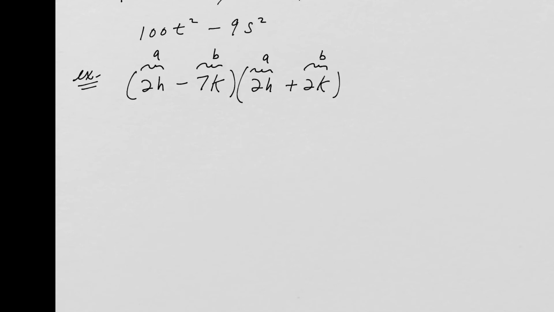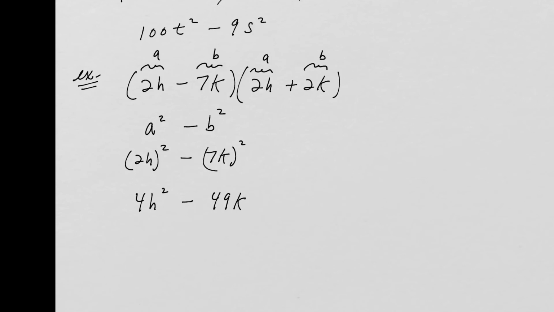So I know my result has got to be a squared minus b squared. In this case, a is 2h, so it's 2h squared minus, and then b is 7k squared. Well, what's 2h squared? That's going to be 4h squared, right? Minus, and then 7k squared is 49k squared.